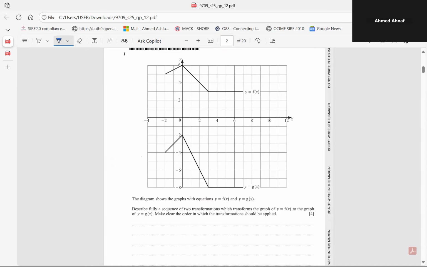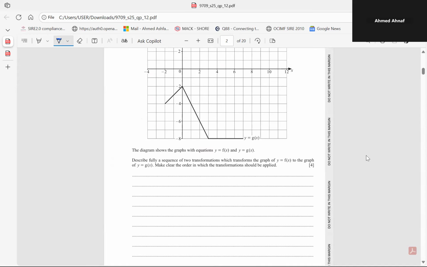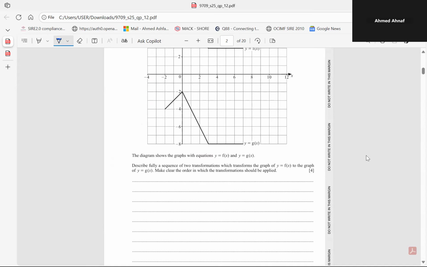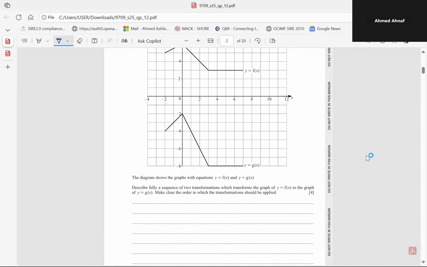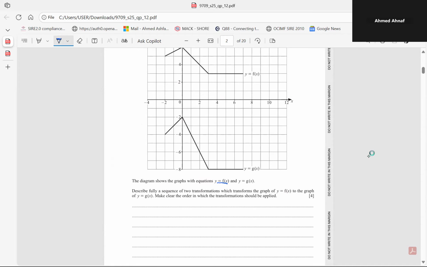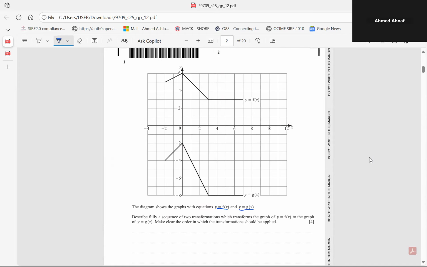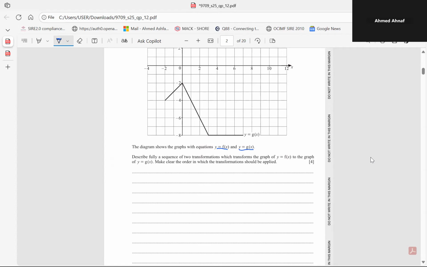Okay, so for the first question, we're given a diagram with graphs with equations y equals f(x) and y equals g(x). So these are the graphs that we're given. And in this question, we have to describe fully a sequence of two transformations, which transforms the graph of y equals f(x) to the graph of y equals g(x). And we have to make clear the order in which the transformations should be applied.